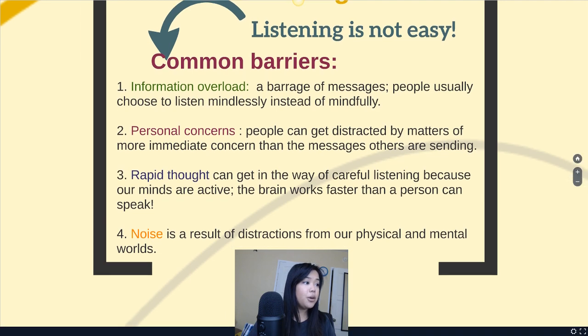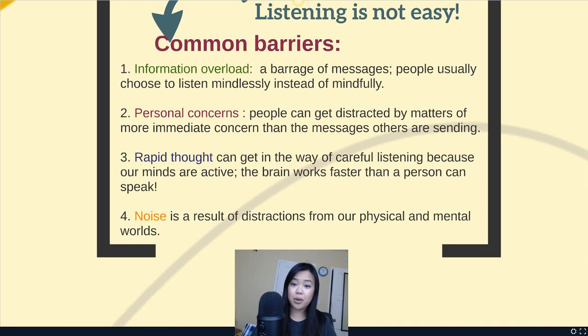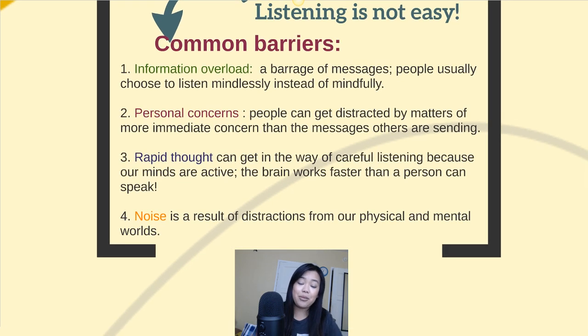Okay, so we also have personal concerns. We all have lives, and we all have things that we are worrying about, and so those definitely can be a source of listening barrier, because we maybe want to listen in class or listen at work, and we might be having a really hard time doing that because we're distracted by our own personal problems, matters that are more important to us than the messages that other people are sending.